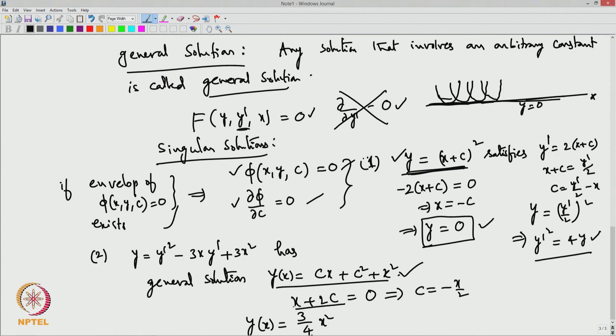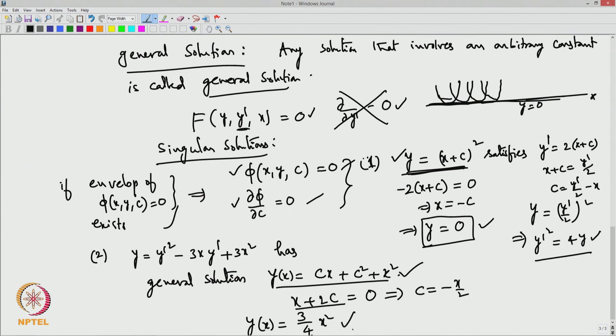How did I get this one? x plus 2c, y minus cx minus c square plus x square. That I differentiated with respect to c. This is the result. Okay. So finally, once you get this c, you substitute it into this, and what you end up is this one.